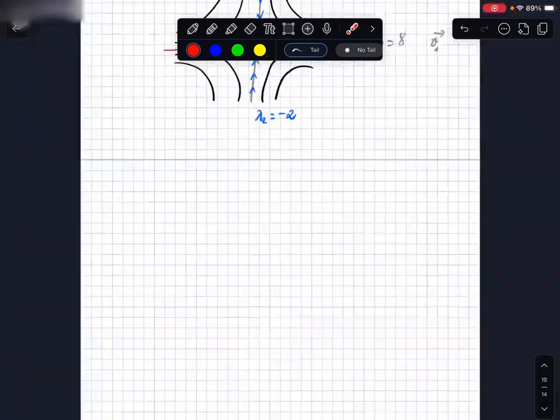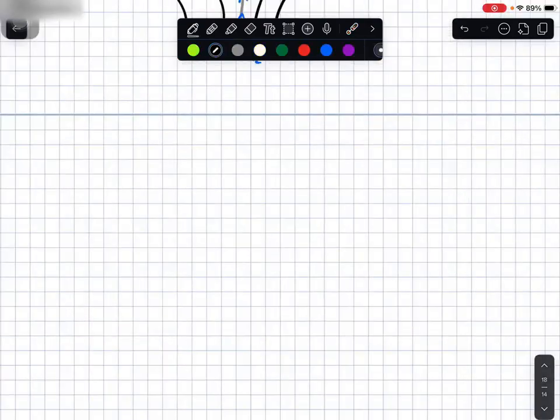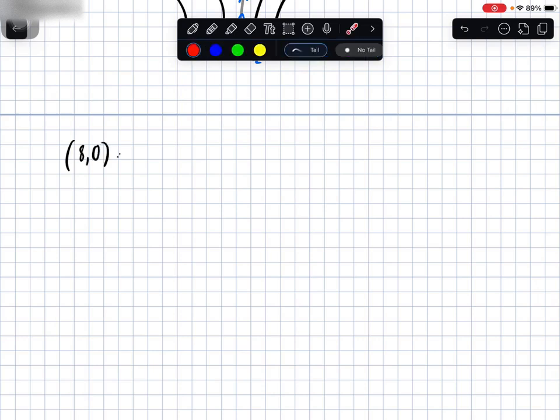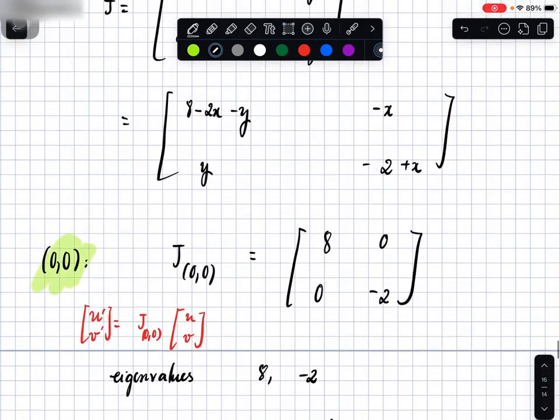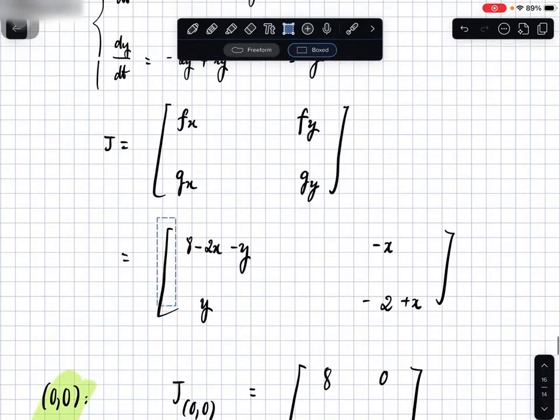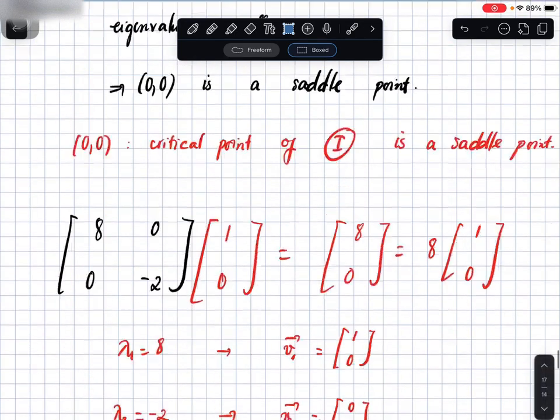The second one, (8, 0). So we have one species, the prey, at 8, and the predator is now 0. At that critical point, the prey survives. Now we compute the Jacobian matrix at that point. The Jacobian matrix is given by this matrix.